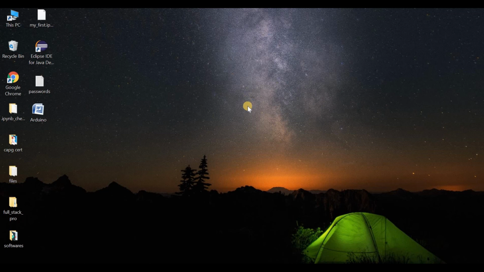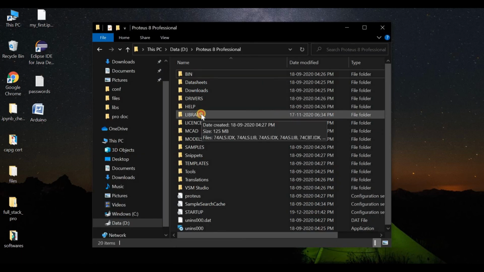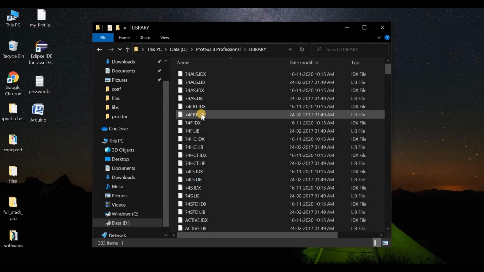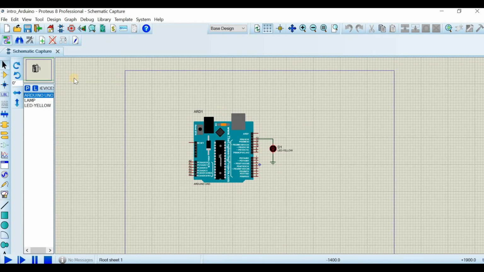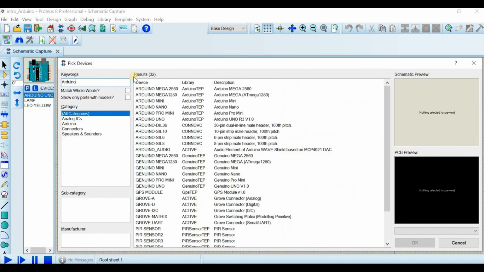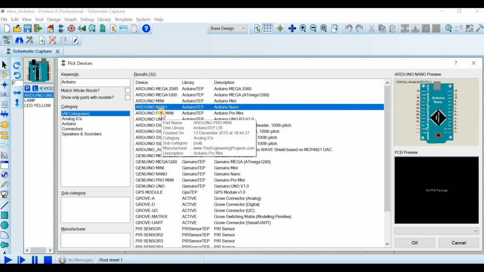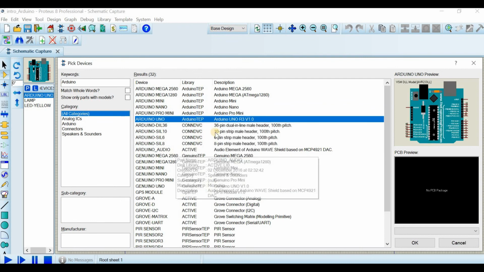Just open where your Proteus is present and you can find a folder called library. Just open it and copy the extracted files from the rar file to the library folder, and now you can access the libraries of the Arduino. Now you can actually access the Arduino files. Let's take a look at it. Just type Arduino and you can find Arduino Mega, Arduino Mini, Arduino Nano, Arduino Pro Mini, Arduino UNO, etc.